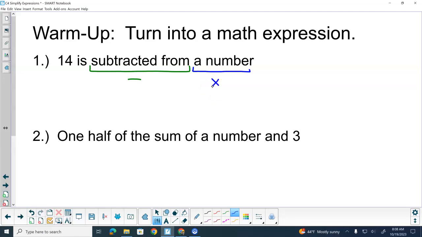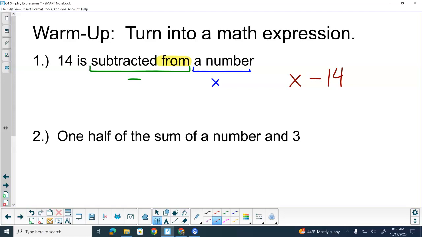How many people, show of hands, wrote 14 minus X? Okay? What do you got, Colin? You went with T as your variable, right? Yep, you went T minus 14 because it said subtracted from a number. So this one is, in our case, X minus 14, or whatever letter you chose, minus 14. The key in that one was this word right here, from. Because we're subtracting from the X.